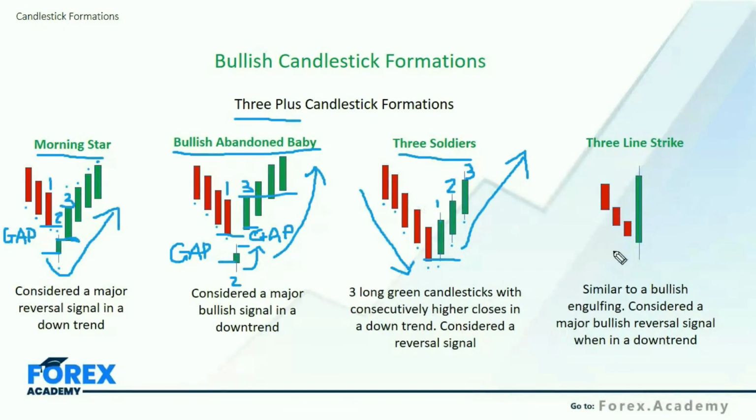So the final 3+ candlestick formation is three line strike. So this is, as you can see, fairly similar to a bullish engulfing. And if you see this in a downtrend, and this is why it's 3+, we're looking at these three bearish candlesticks, and then we're seeing the fourth candlestick, which completely blows these three previous candlesticks out of the water. So it's considered a major bullish reversal signal when in a downtrend.